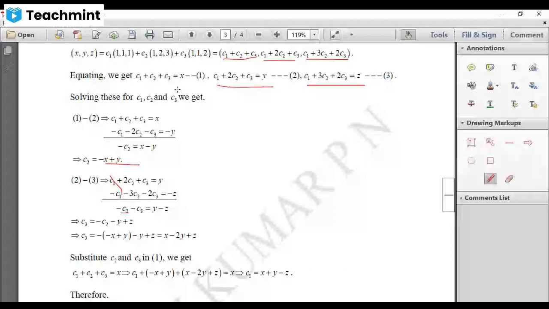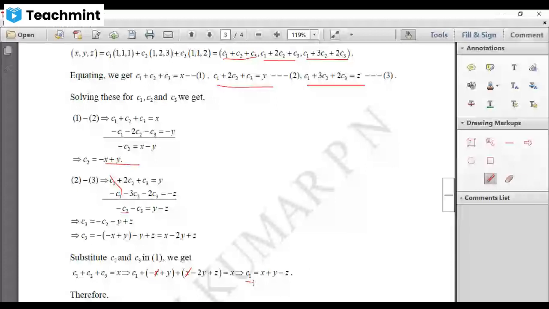Then C1 plus C2 is minus x plus y plus C3 is x minus 2y plus z. Minus x plus x cancels. Then y minus 2y is minus y. Minus y plus z is remaining. That is equal to x. Now send both of them to this side. So minus y will become plus y and plus z becomes minus z. That is your C1. So we got C1, C2, C3.